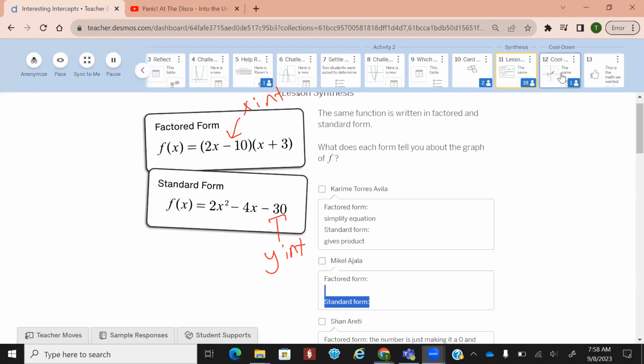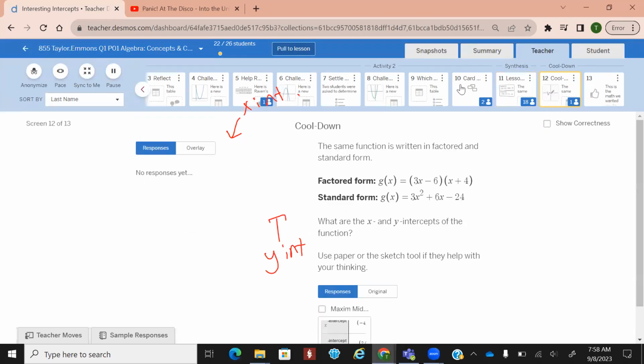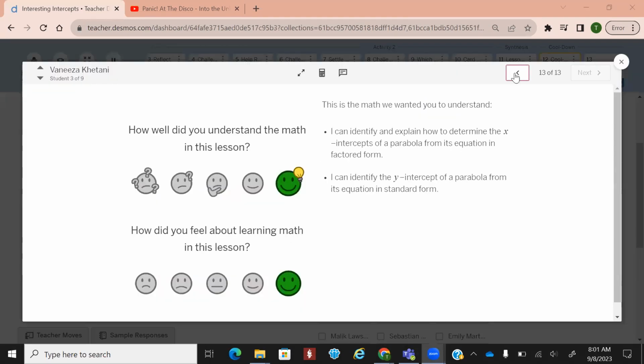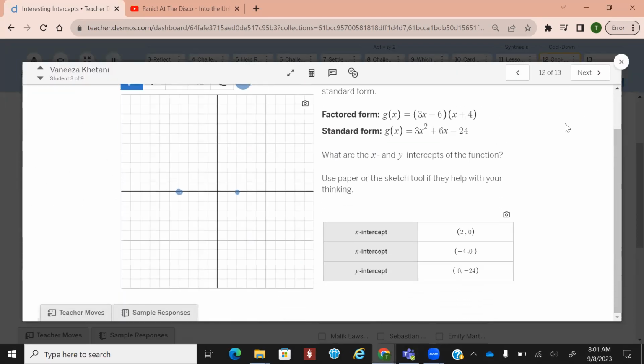Slide 12. I want you to go ahead and take a moment. What are the x-intercepts and what are the y-intercepts of each of the functions? So they wrote it out in standard form and they wrote it out in factored form. Go ahead and take a moment. Okay, so here are the answers for slide 12. And then go ahead and answer slide 13.